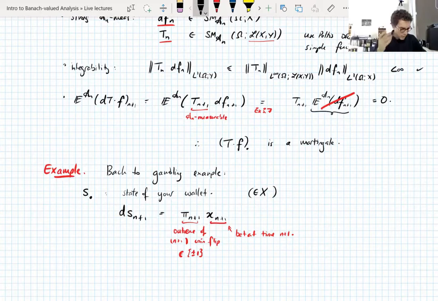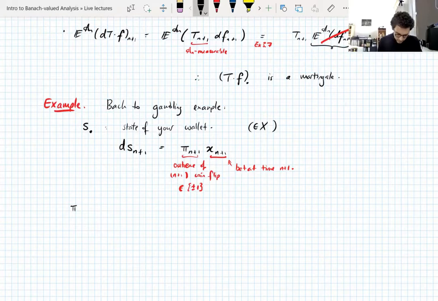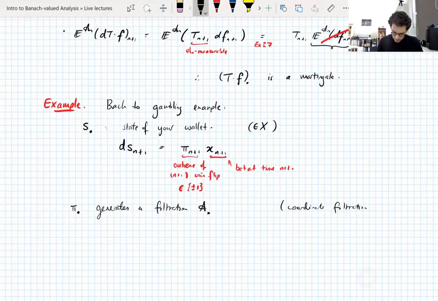Okay, so where am I now? Let's just remind ourselves, the process pi, the coin flip process, generates a filtration, F bullet, which was the coordinate filtration. I should say we're working on the probability space plus-minus one to the n, so sequences of pluses and minus ones with the natural probability measure, the product of the uniform probability on each of the factors. This filtration is the coordinate filtration.